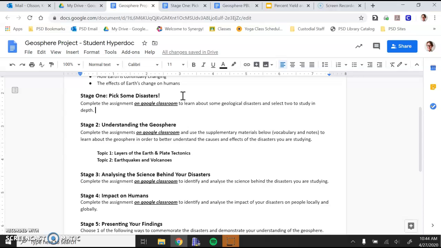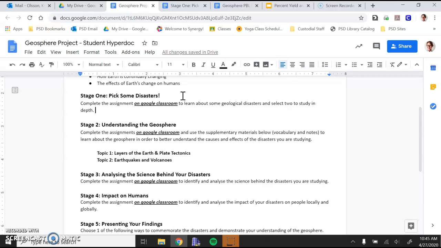So the first stage is for you to pick your disasters. I'm going to be posting an assignment on Google Classroom so that you can learn about the geological disasters. And you're going to pick 2 to study in depth. So you'll pick one volcano and one earthquake to study in great detail.